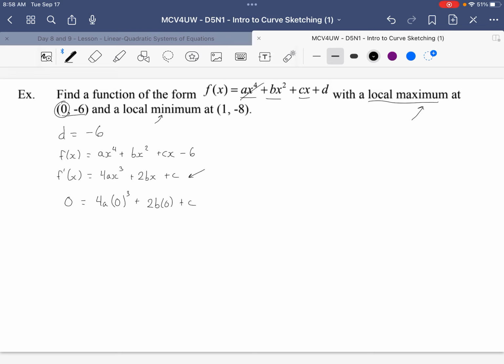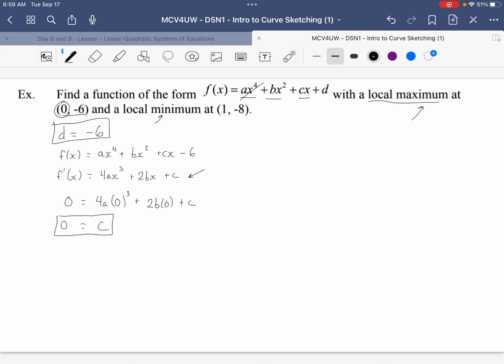Right? At this value of x, our derivative has a local maximum, which means the first derivative has to be equal to 0. So I'm not plugging in -6, I'm plugging in 0. And now, those cancel out, and I'm just left with c equals 0. Okay, that's another big piece. We have d and we have c so far. So 2 out of the 4 letters.